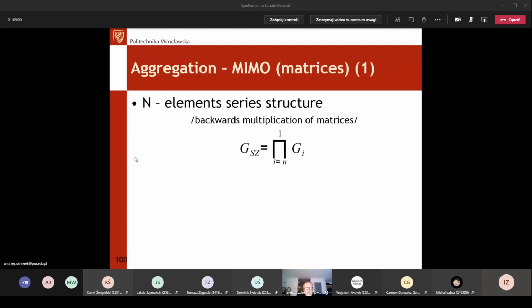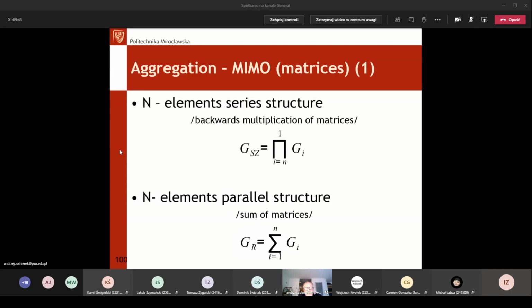And if we deal with structures which are connected in parallel or in serial, the final description can be calculated according to this formula, in which we should multiply the matrices from the left to the right side, but we should multiply them in a backwards way. Why? Maybe why?